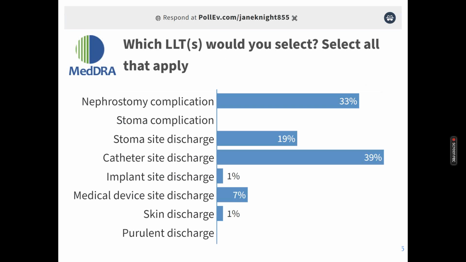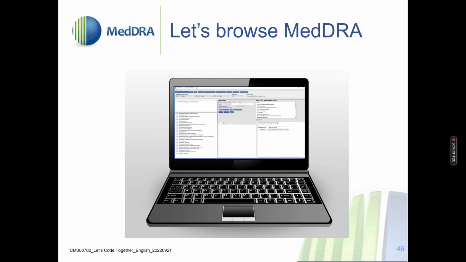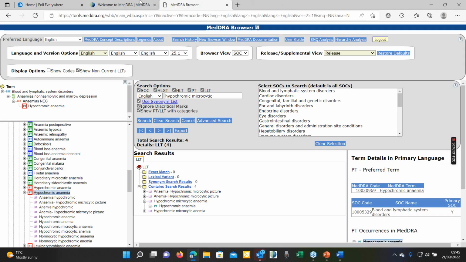Nephrostomy complications, a popular one. Catheter site discharge is more popular. Stoma site discharge is the other one. These are the three top choices. So let's have a look in the browser and see what we can find when we look at those terms. Let's start with nephrostomy.